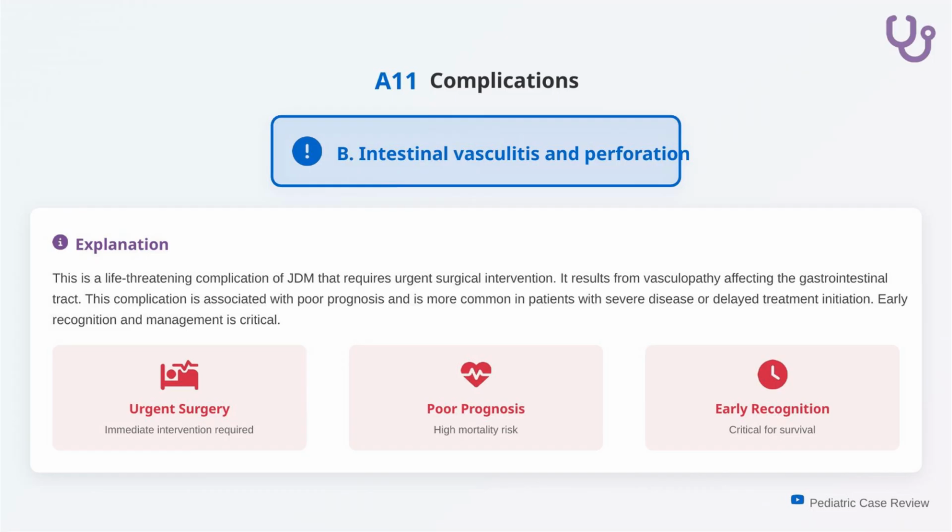Intestinal vasculitis and perforation. This is a life-threatening complication of juvenile dermatomyositis that requires urgent surgical intervention. It results from vasculopathy affecting the gastrointestinal tract. This complication is associated with poor prognosis and is more common in patients with severe disease or delayed treatment initiation. Early recognition and management is critical.